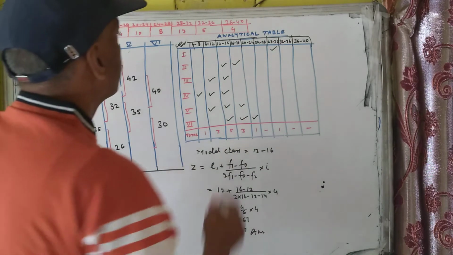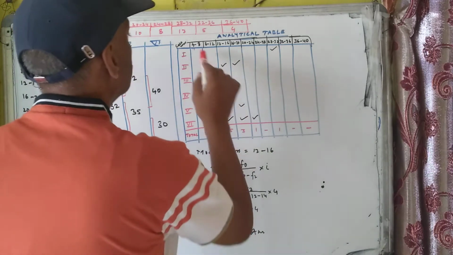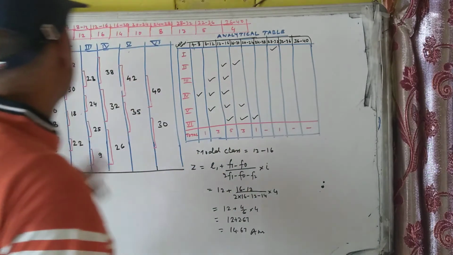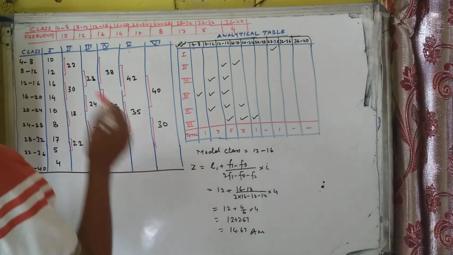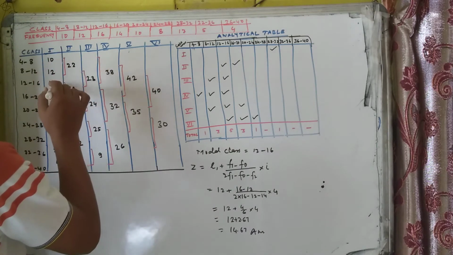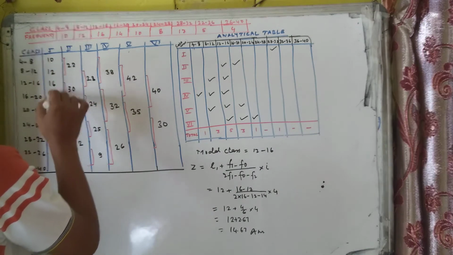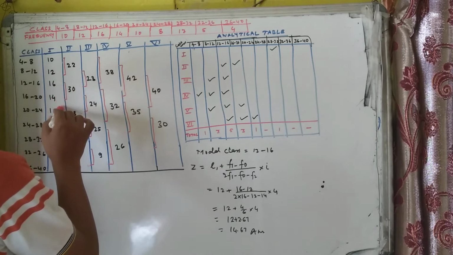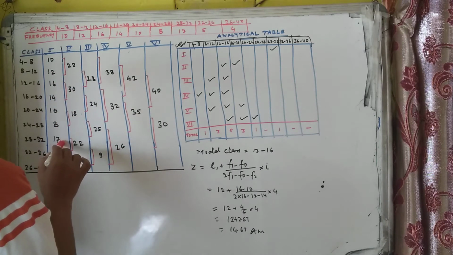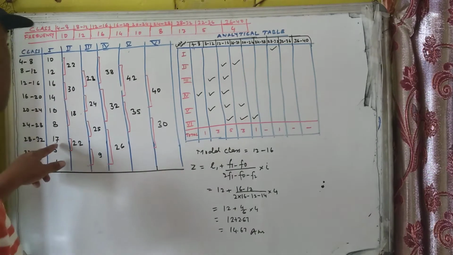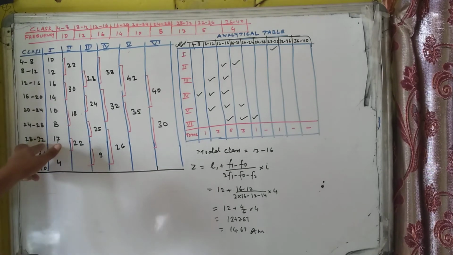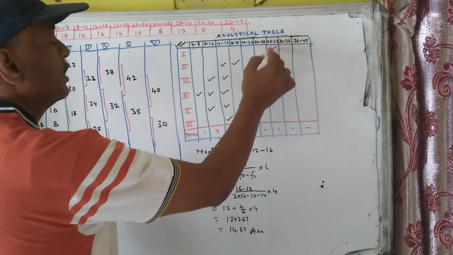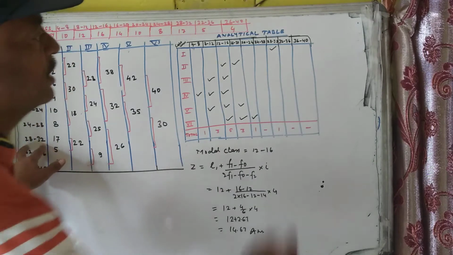The analytical table will be like this. These are the columns and these are the classes. Now from the first column we have to decide which frequency is the highest. The highest frequency is 17, and the class of 17 is 28-32, so in 28-32 we will write a tick mark.